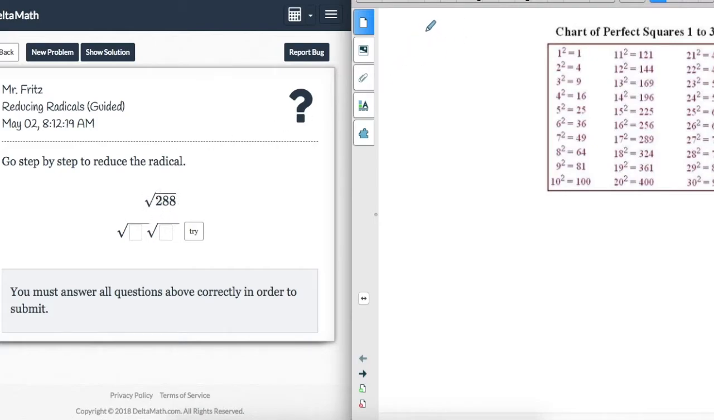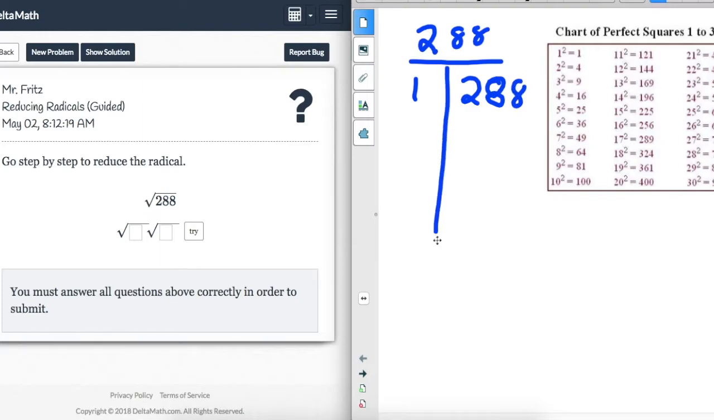So what I'm going to do over here on the side is I'm going to write the number 288, and I'm just going to list out factors of 288. I know that it's divisible by 1, so that's kind of an easy one. I also know it's divisible by 2 since it's even. That's 2 and 144. And actually, I can stop right here because it looks like 144 is going to be the biggest perfect square that I can pull out of this thing.